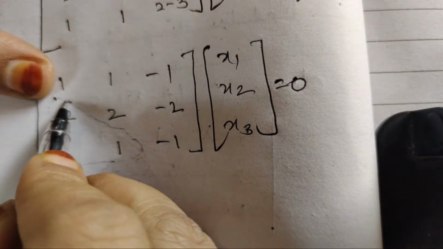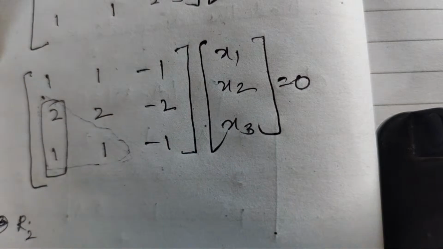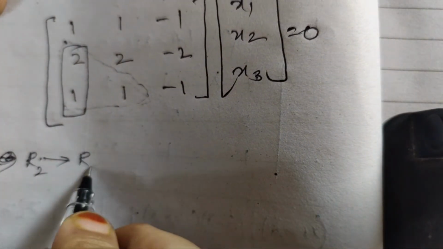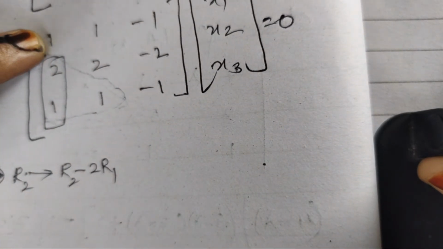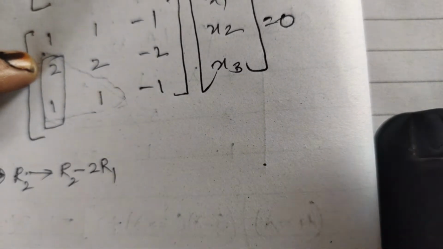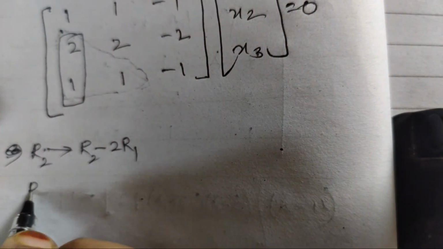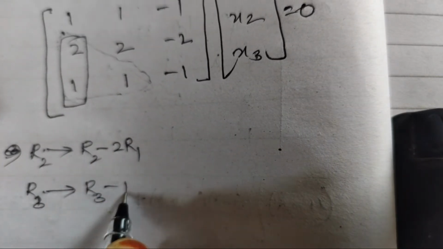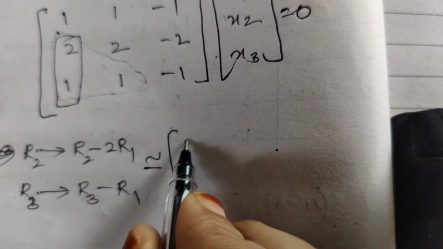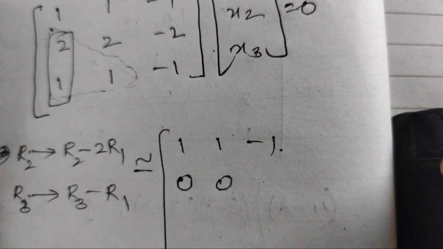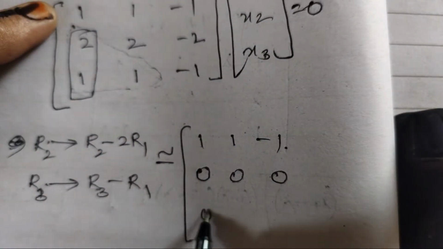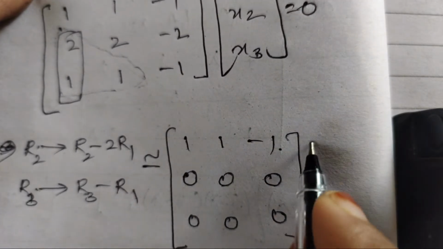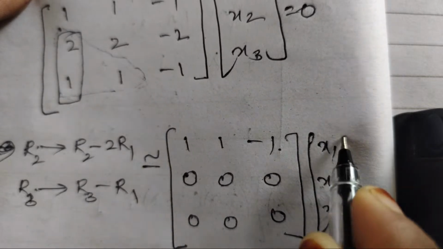Now what operations are we going to apply for making these equal to 0? With the help of row 1, first I will make these two elements equal to 0. So R2 tends to R2 minus 2 R1, because for making this equal to 0, I need a minus 2, and I am taking the help of the first row, multiplying the first row by 2. Then next you make this equal to 0: R3 tends to R3 minus R1. So 1, 1, minus 1. 2 minus 2 is 0. Minus 2 plus 2 is 0. 1 minus 1 is 0, 1 minus 1 is 0, 0, times x1, x2, x3, equals 0.